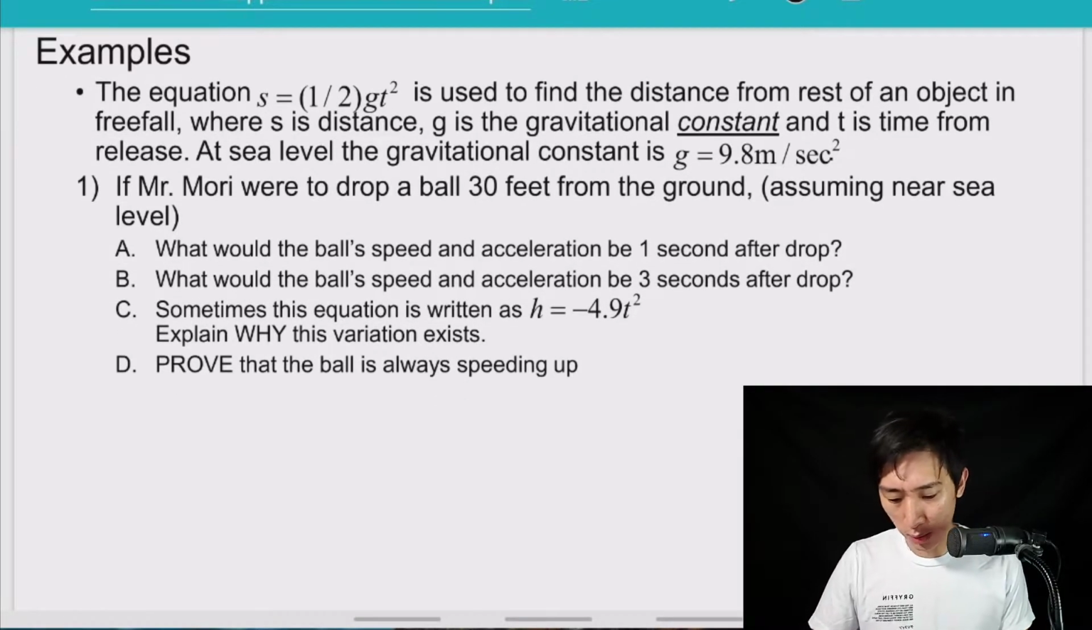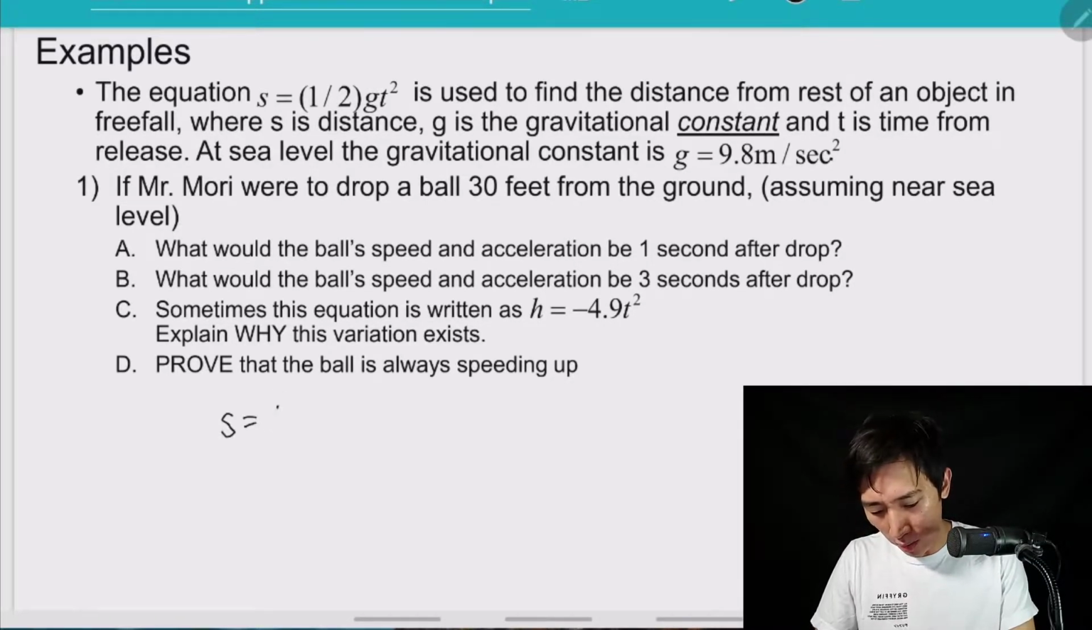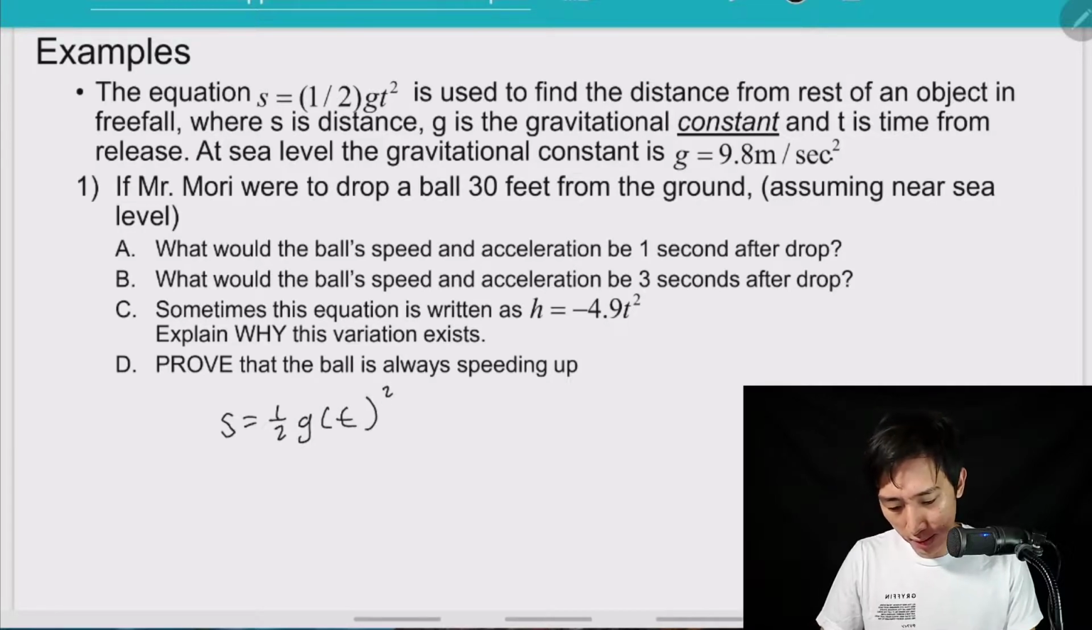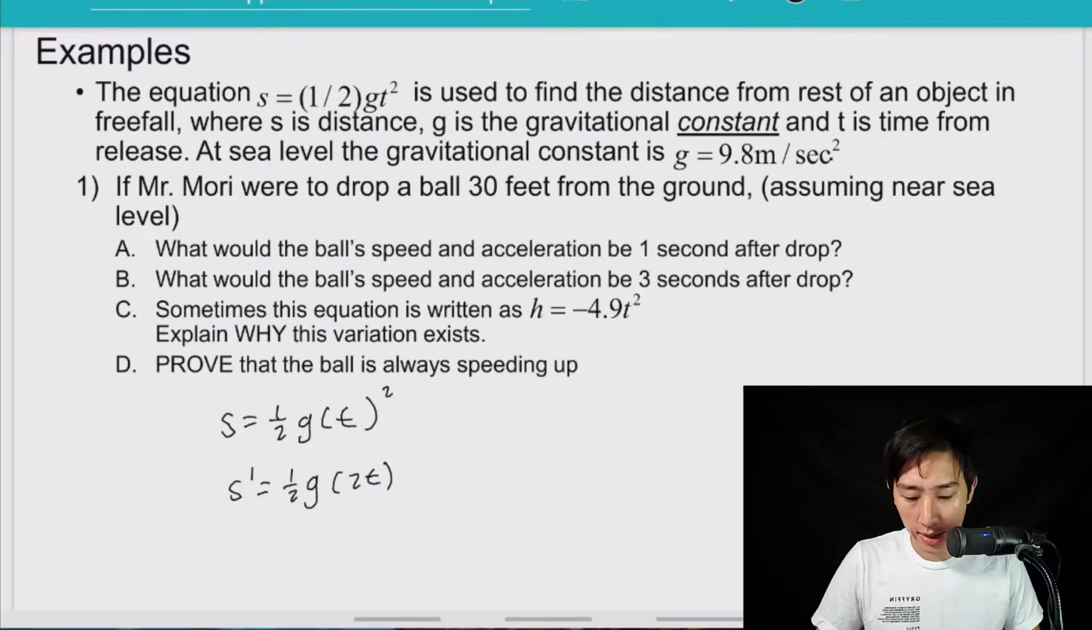So let's run through this really quickly. It says that S equals 1/2 g of t squared. And then we're going to take the derivative of this. So we're going to get S prime equals 1/2 g times 2t. Now, the question is, why don't we have to use product rule here? Because g is not a variable. In this case, we know what g is. It's a gravitational constant. G equals 9.8 meters per second squared. So just be careful of that.